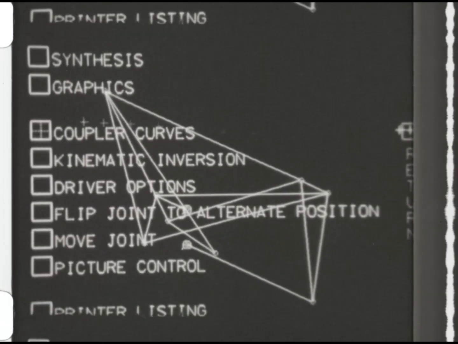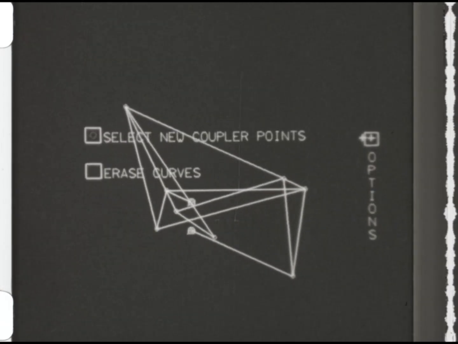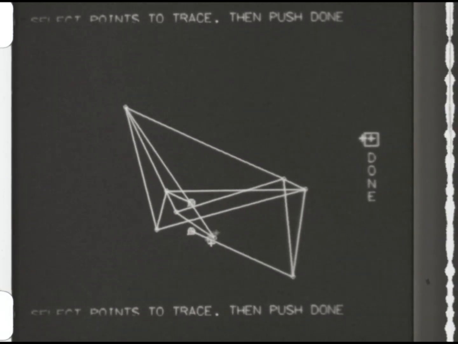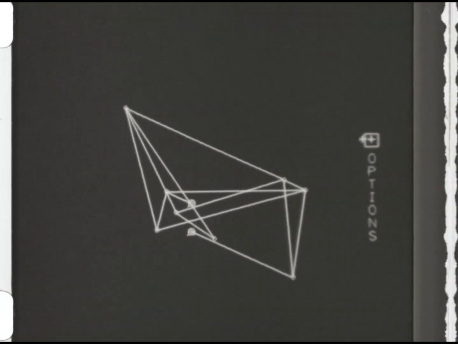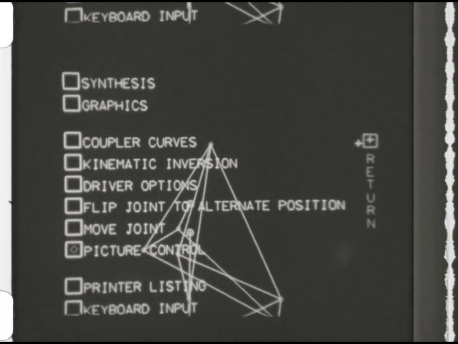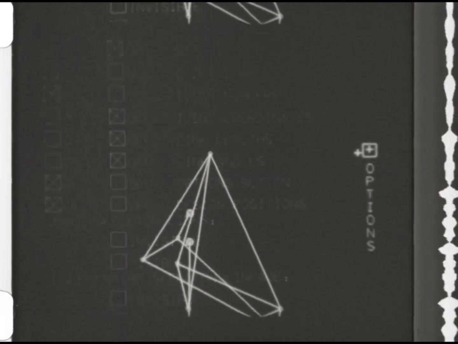Let me pick this point as a coupler point, and that point as a coupler point, and make this mechanism invisible, and we'll see what it does. So we're tracing two different points of the mechanism to see what kind of paths they trace out.